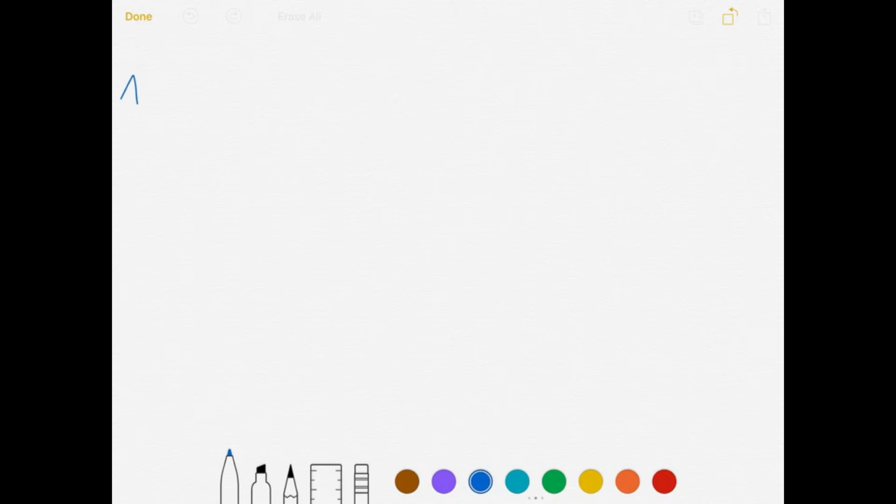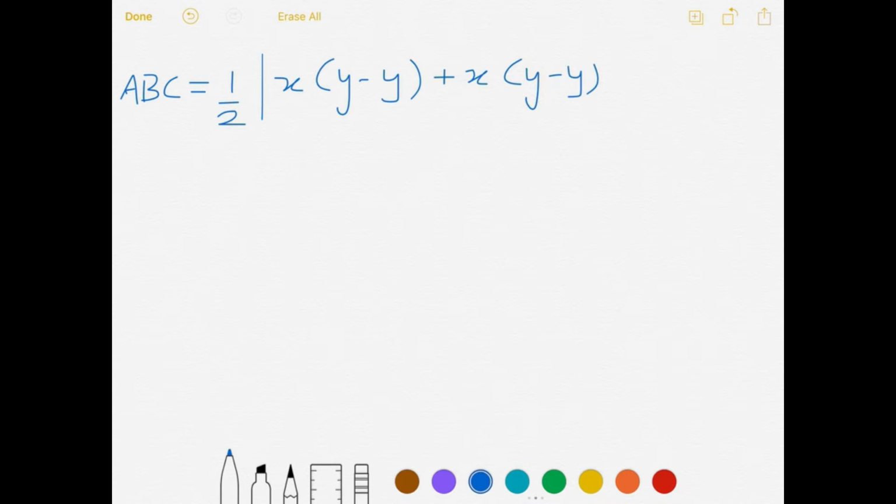The area of triangle ABC equals half mod. Simply write this first: x, y minus y, plus x, y minus y, plus x, y minus y, bracket close, mod close. Simple. Write this. Now start with the 1: 1, 2, 3. Then start with 2: 2, 3, 1. Do not break the sequence. Then start with 3: 3, 1, 2.